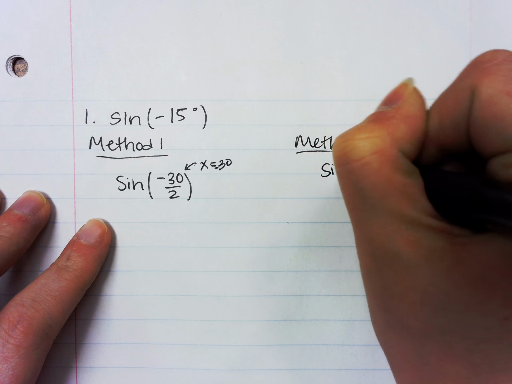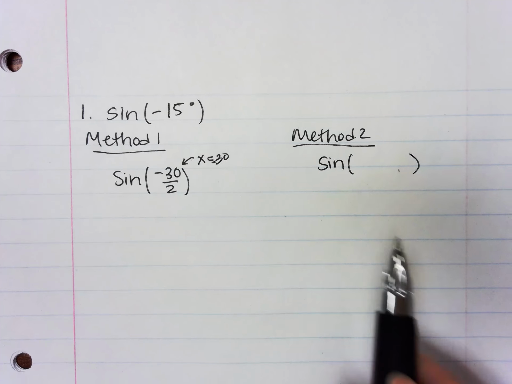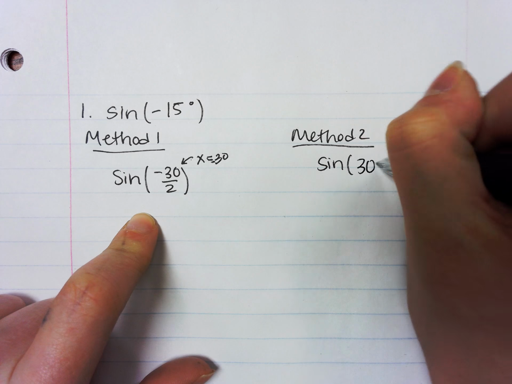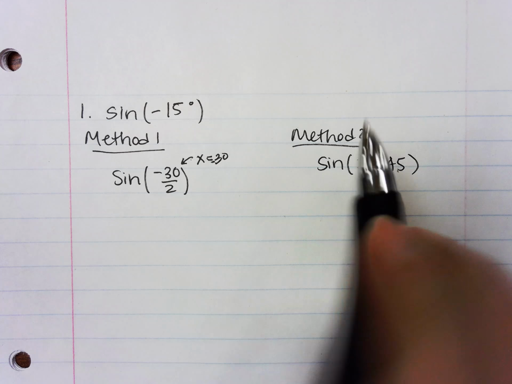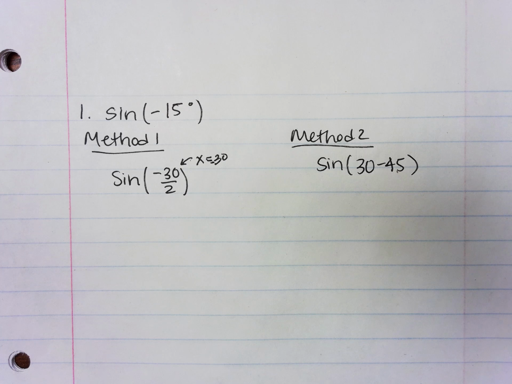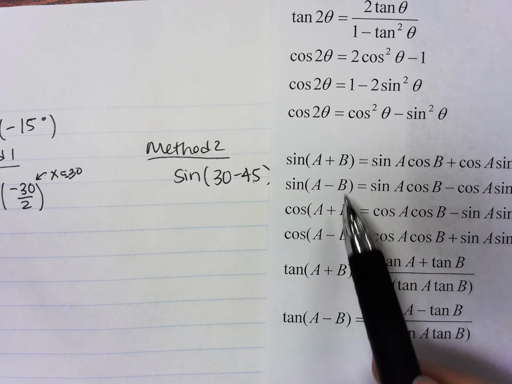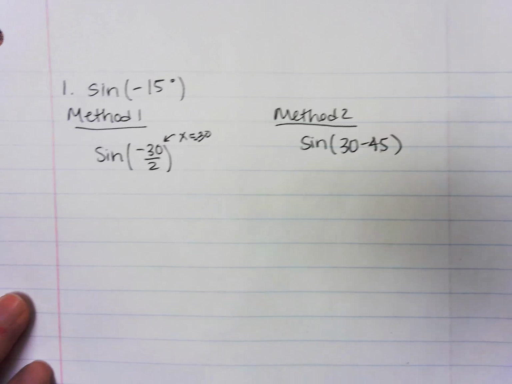The other method to use is a sum and difference. So we would say that the sine of negative 15 can be changed to something where you could add two things together or subtract two things. So we could say that that's really sine of 30 minus 45. So that is negative 15, so we can make the same thing there. And then we would use this formula, the sum and difference, and plug it in for a and b. So I'm going to go over both these methods.